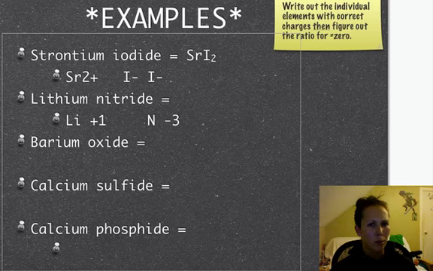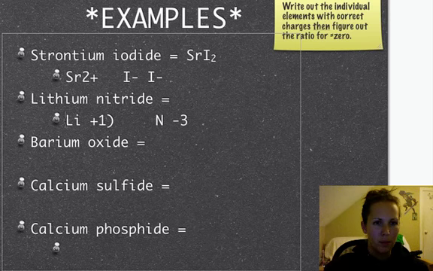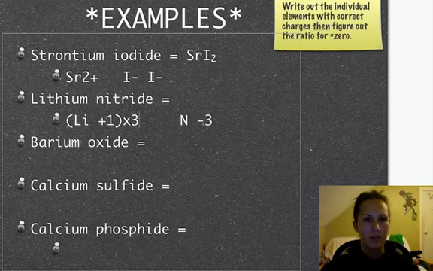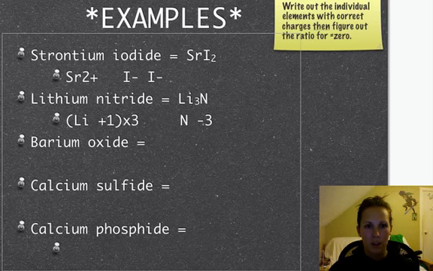Okay, so we've got a little problem here. We've got a +1 and a -3. Neutralizing that, let's say there's probably 3 of these. Then just write the formula like that: Li3N. That is the formula for lithium nitride, Li3N.